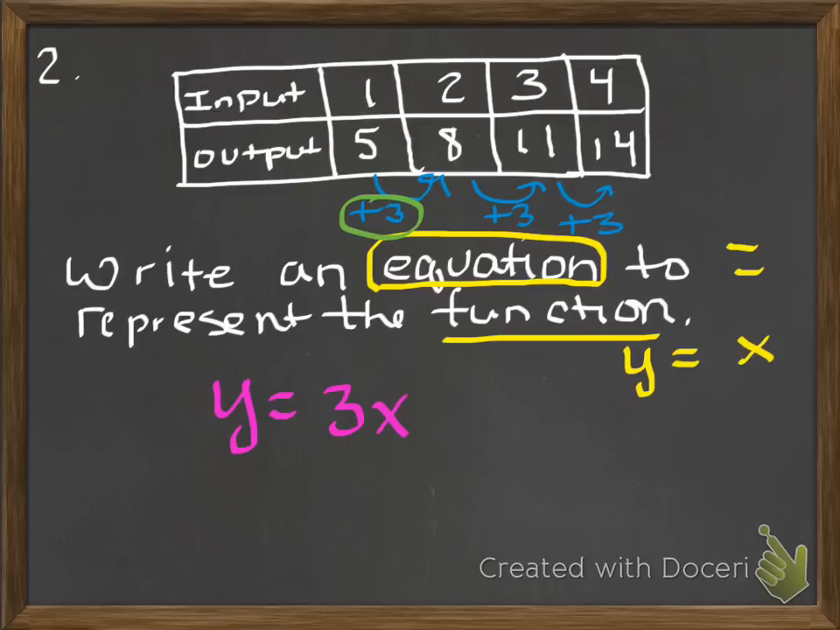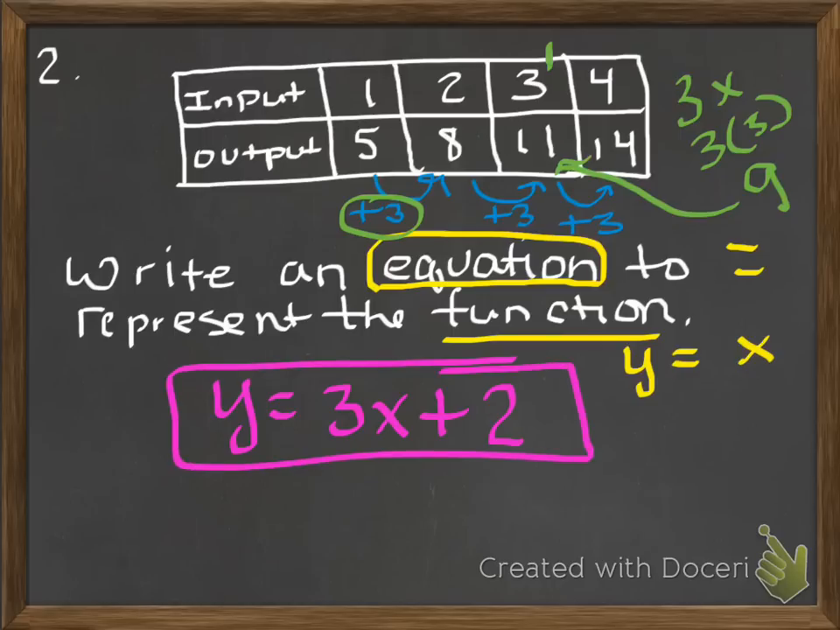So now off to the side up here, I'm going to put 3x, and then I'm going to do 3 times, let's say 3. I'm going to pick this 3 right here. 3 times 3, well, that would give me 9. But what did I get? I got 11. So that means I need to add 2 more to get to 11. So it's 3x plus 2. So you need to know how to come up with a function, an equation to represent the function when the pattern is adding like that.